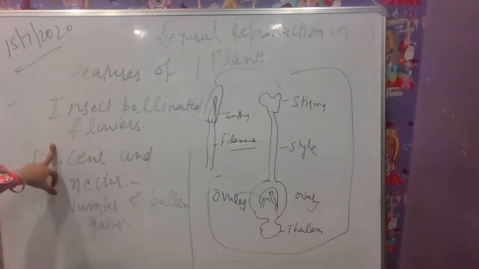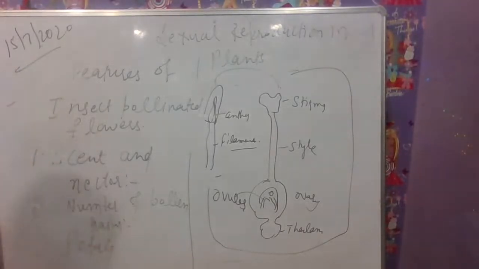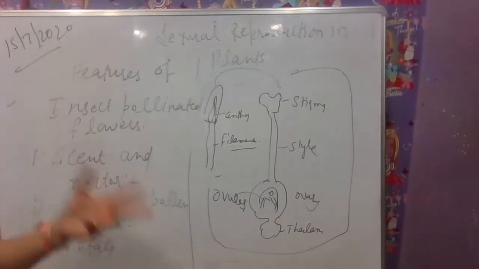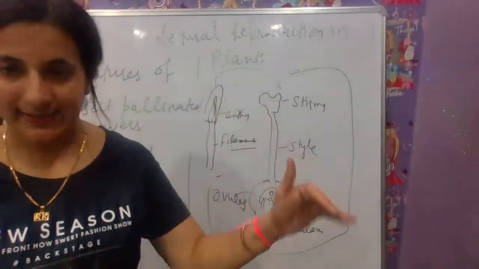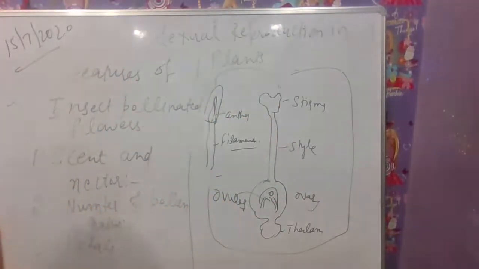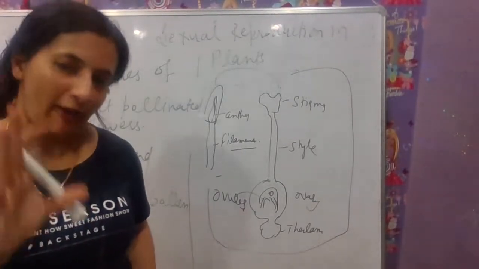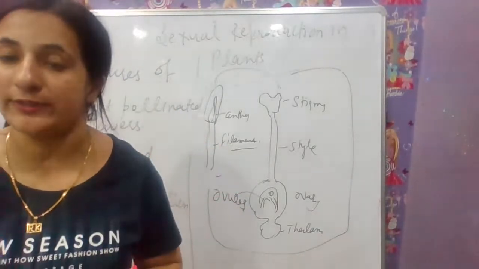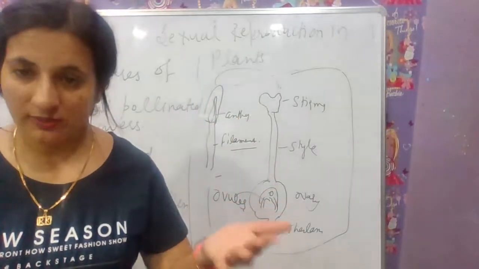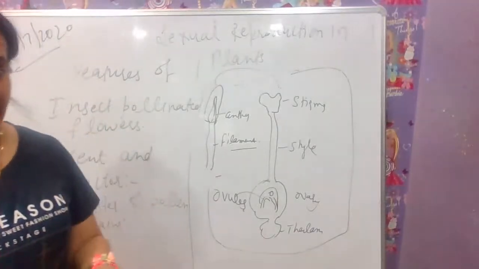Third, insect pollinated flower petals. Third point is regarding petals. Yes, petals are present, very large, colored, scented, to attract and to guide the insects to the flowers. Okay. Then nectar is also produced by nectaries to attract insects. Stamen is also present inside the flower. I'm just talking about the characters of insect pollinated flowers that do pollination with the help of insects. These two are very, very important for your exam.